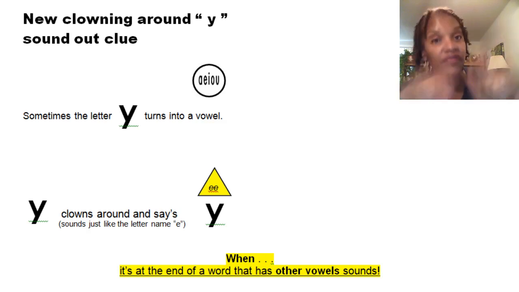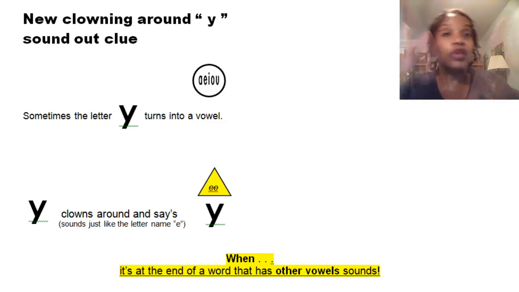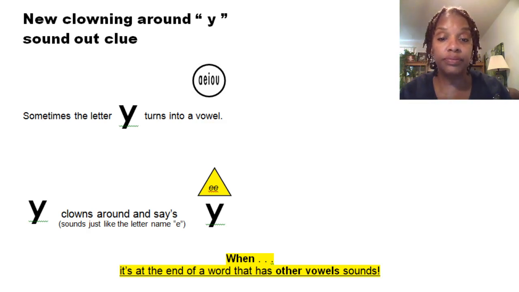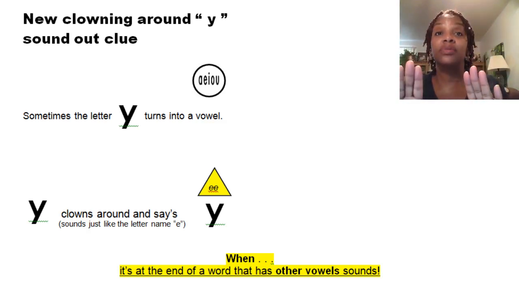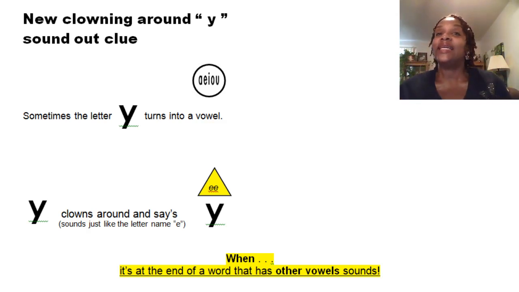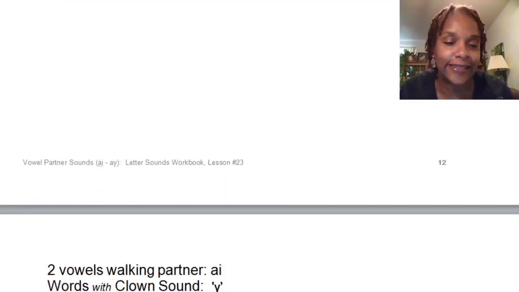All right. So I don't want to confuse you, but just like I said, go back over the clown sounds class for that other rule. But in this case, if the letter Y is at the end of a word and there are other vowels, right? It's first cousin. This is a cousin vowel. So some of its first cousins are also in that word. It always clowns around and says E. All right. So let's test it. Let's test it and see.